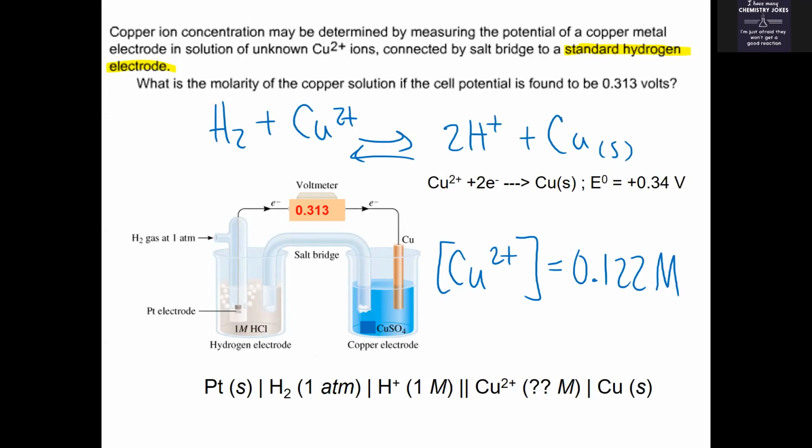You can actually confirm and verify that this is at least in the right ballpark, as in less than 1, because your measured voltage is less than your reduction potential would be. So it means equilibrium is favoring the reactant's side, which tells me my copper concentration has to have been less than 1 molar. The Nernst equation. You'll like it.